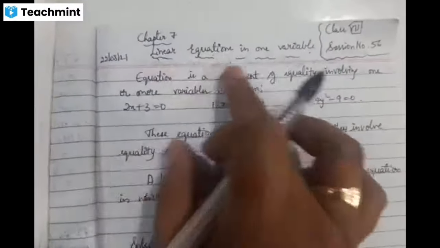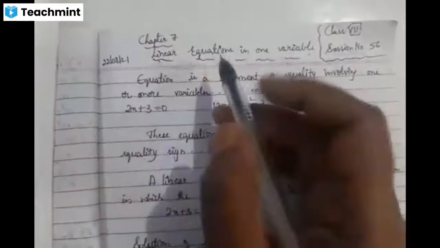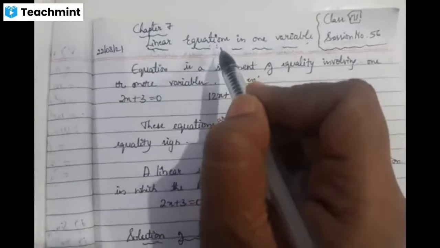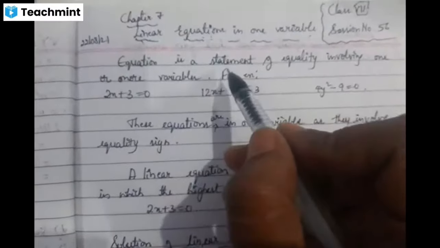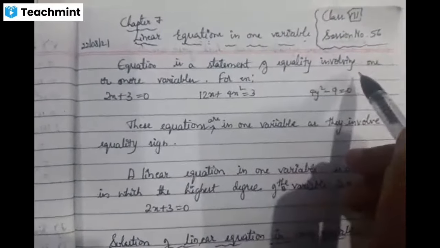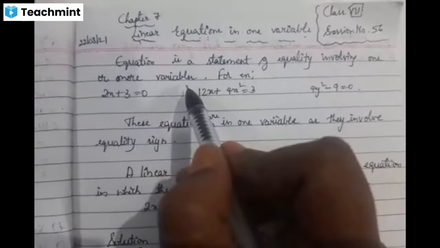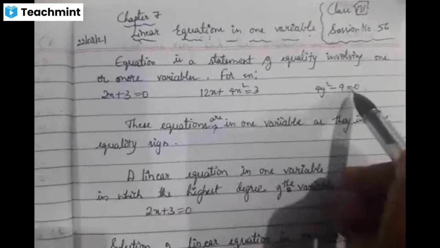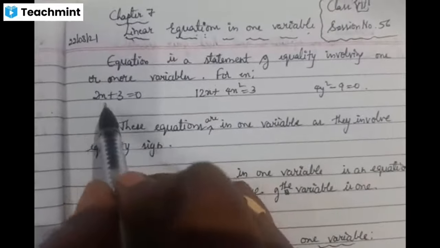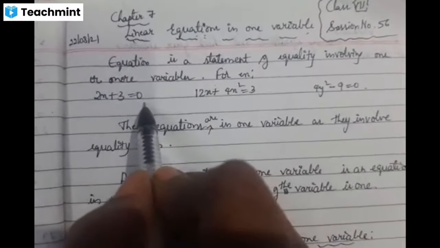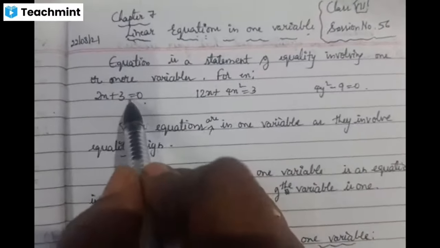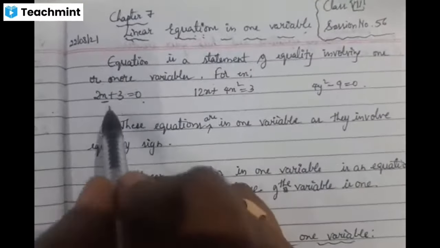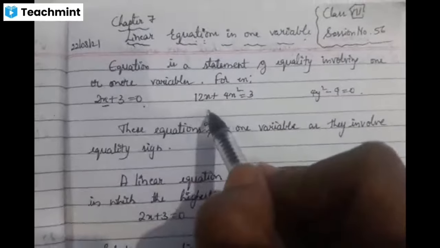Children, while reading this statement, you get the word equation. First, you should know what is an equation, children. Equation is a statement of equality involving one or more variables. For example, I have taken 3 equations here. You can observe 2x plus 3 is equal to 0. Here you have the equality sign, and also we have got the variable, only one variable we have here.